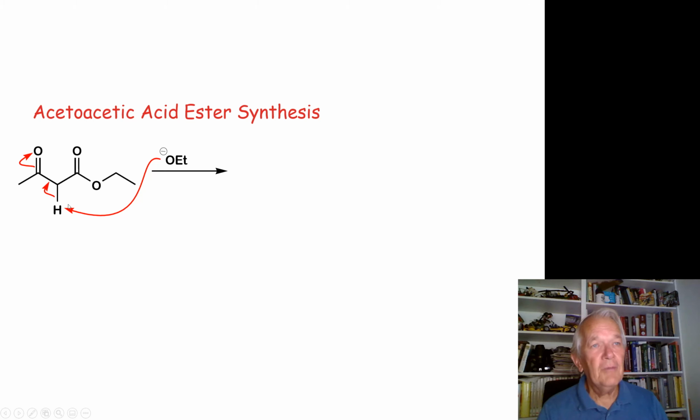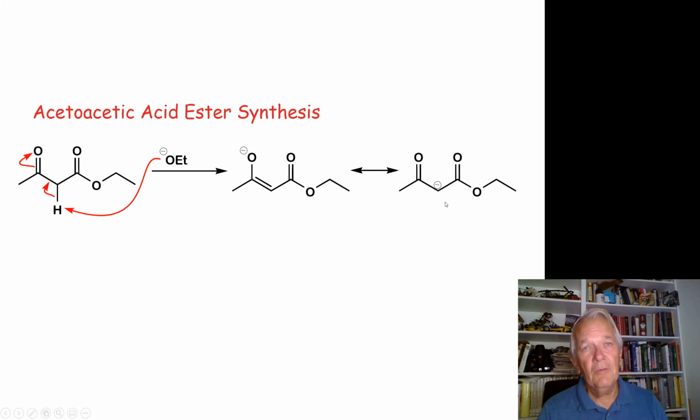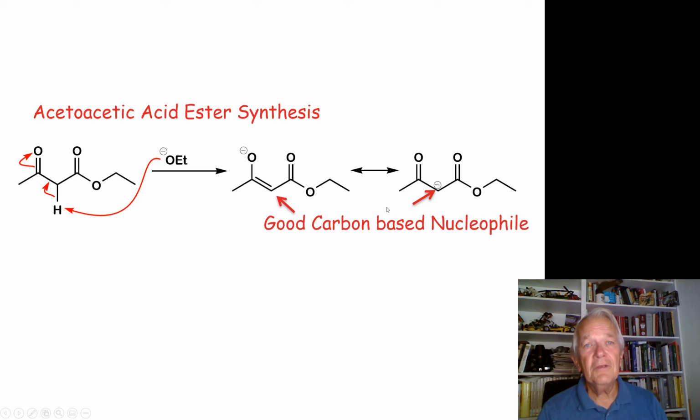So we're going to pull that proton off and form this nice delocalized anion. These things are pretty stable because the charge is delocalized over both carbonyls, and here we can actually draw three good resonance structures. Here I'm drawing the one with the charge on the carbon, but of course there's the third one with it on the other carbonyl. Anyway, this carbon center can be alkylated. Or another way of saying it is this is a pretty good carbon-based nucleophile, and it'll do SN2 chemistry.